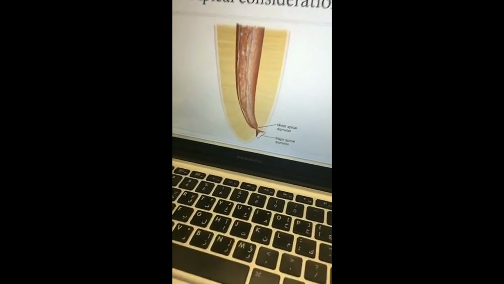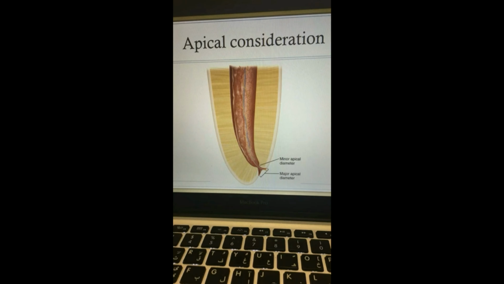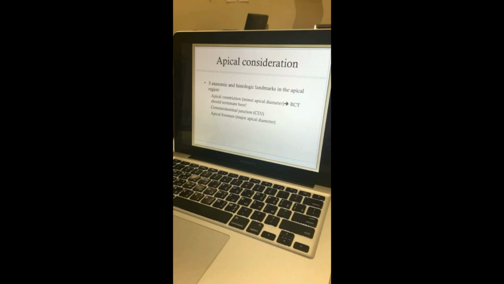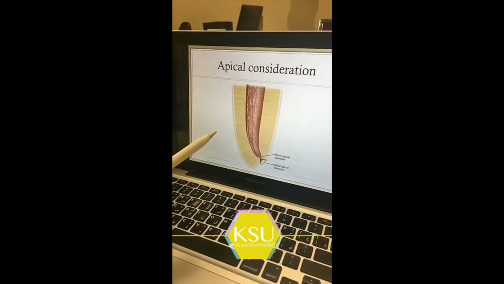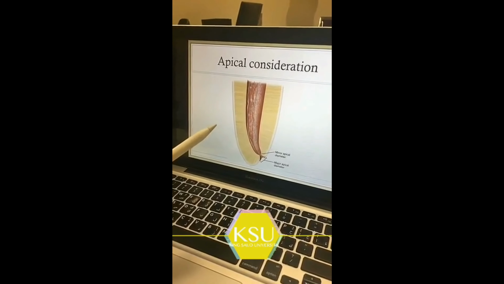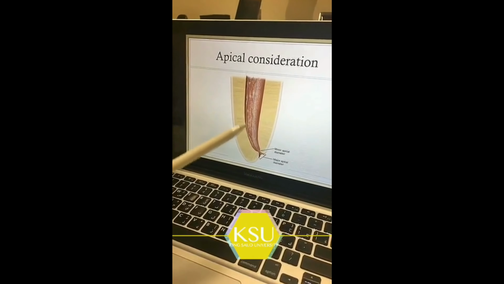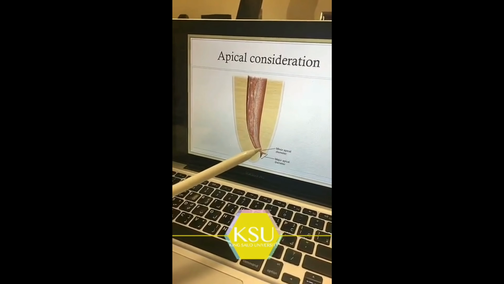You should know about three important landmarks. It's very important to know the apical third anatomy to know where to stop our root canal treatment, here at the minor apical foramen.